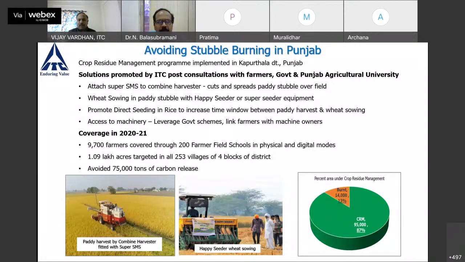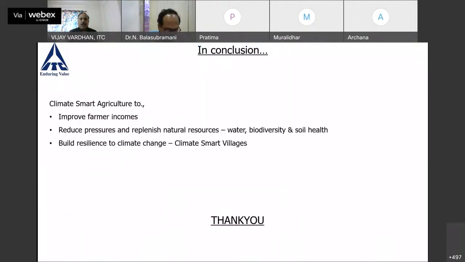So here we could do that by convincing farmers on the advantages of non-burning, and also by adopting conservation agriculture in wheat, meaning they won't burn the paddy stubble and they will sow wheat through happy seeder or zero tillage machines, so that the moisture and the organic carbon is conserved within the soil.